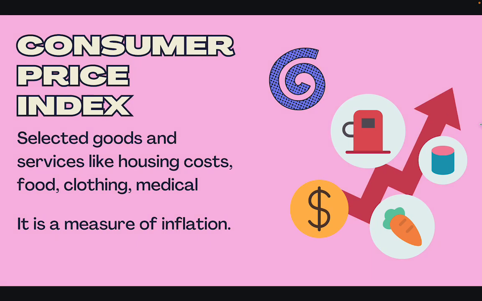Okay, next we have consumer price index. This is a measure of inflation, which obviously is utilized when it comes to those two policies and the business cycle. A consumer price index is selected goods and services like housing costs, food, clothing, medical. It's a way to indicate how we're doing inflation-wise. What is the cost of housing, and the cost of food and clothing and medical, and how does that look? And that is a good indication of where we are in terms of inflation.